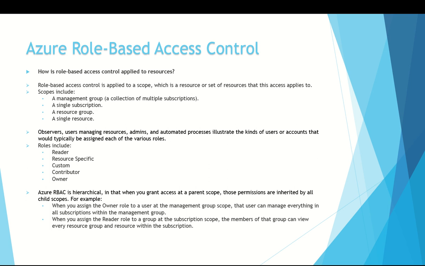When you see the example here, when you assign the owner role to a user at a management group scope, that user can manage everything in all subscriptions within the management group. When you assign the read-only role to a group at the subscription scope, the members of the group can view every resource group and resource within the subscription.